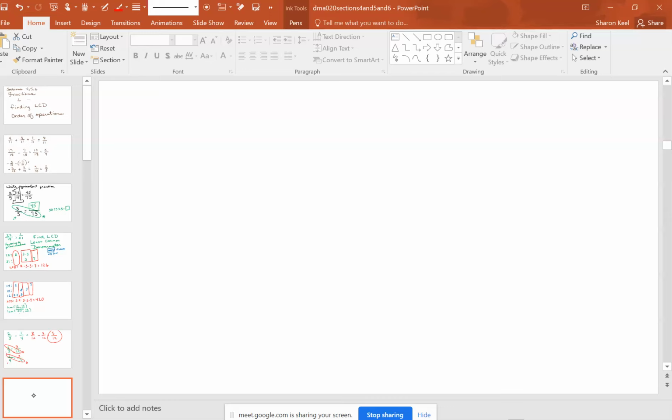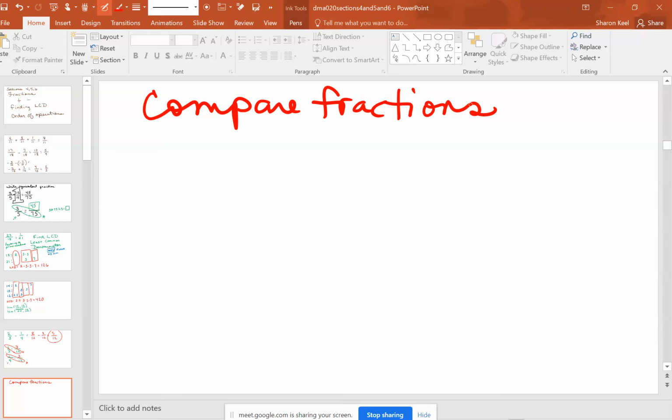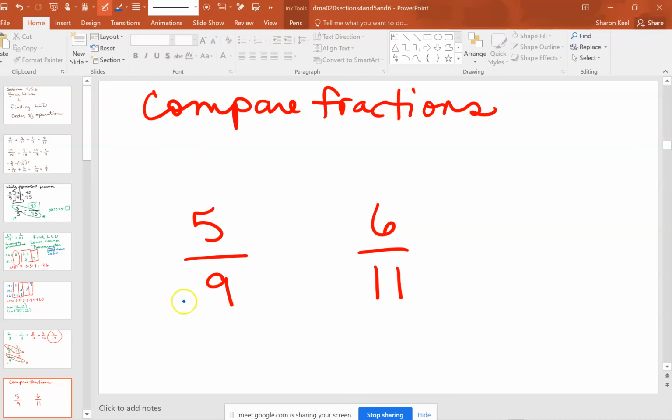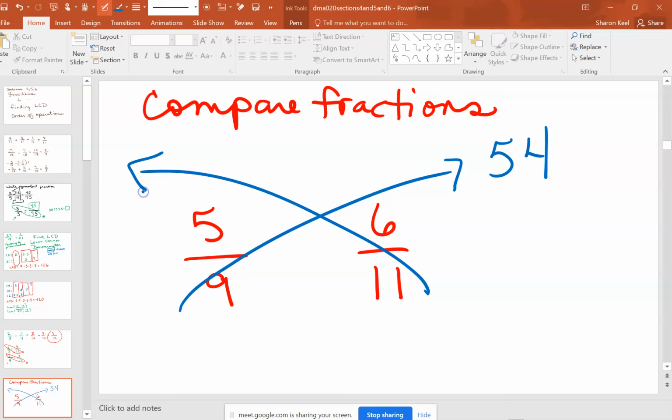If we're doing a comparison of fractions, and we want to determine which is greater than or which is less than, this is, to me, the easiest way to do a comparison of fractions. What I would like to do is show you that if you cross multiply, we are going to do 6 times 9. What is 6 times 9? That would give us 54. If we do 11 times 5, that would give us 55.